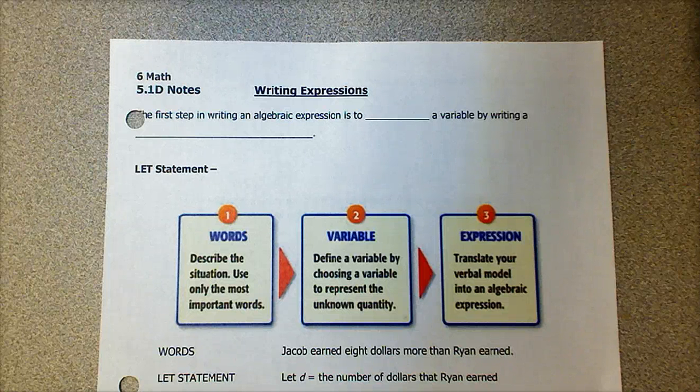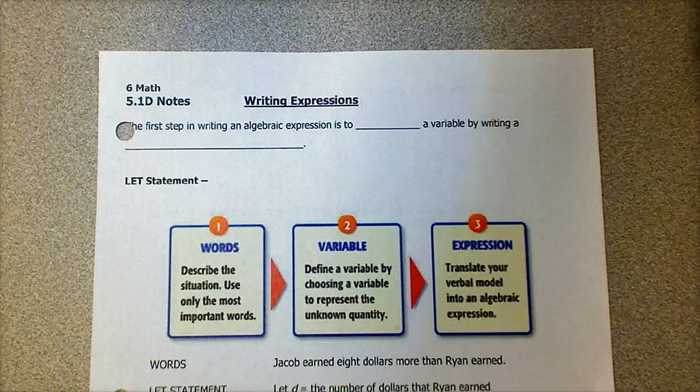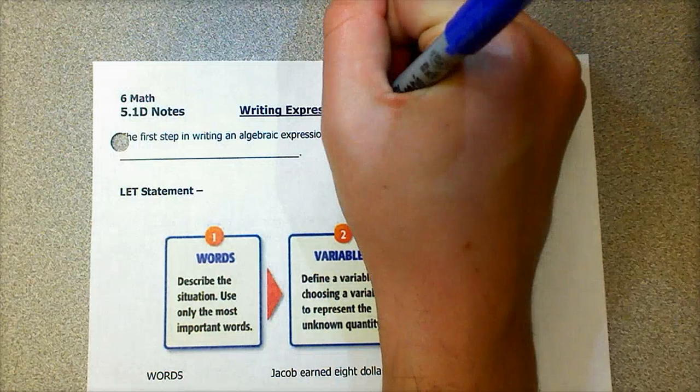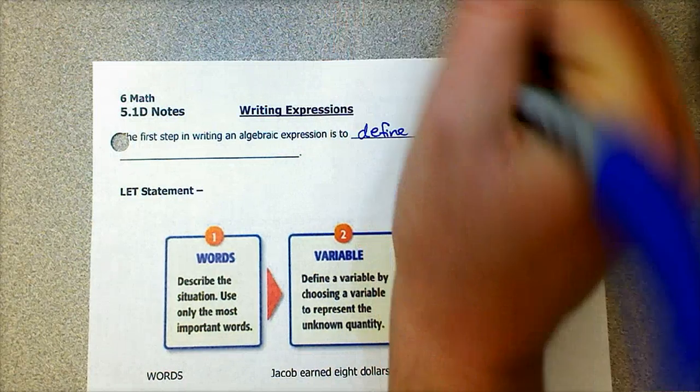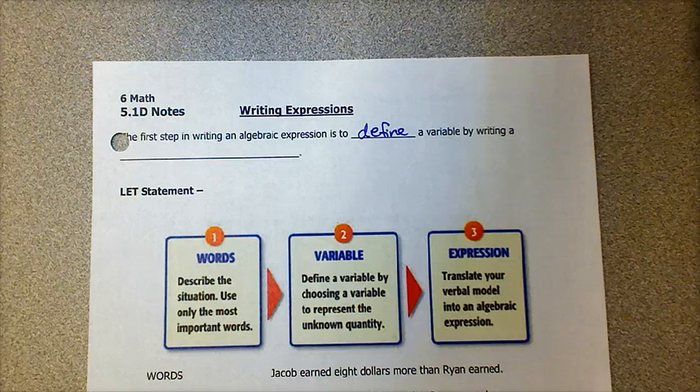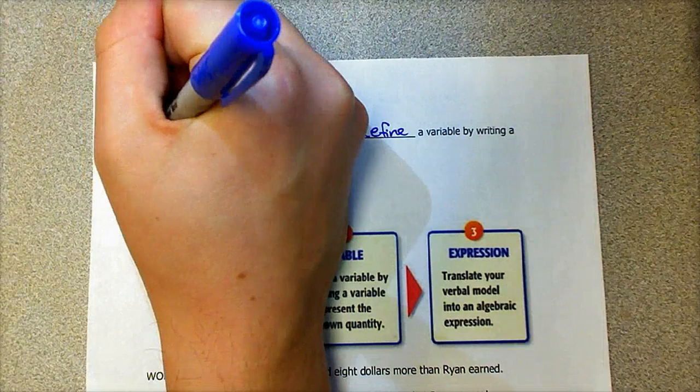Hey gang, in the last video that we did, we looked at how to evaluate algebraic expressions. In this video, we're going to talk about how to write algebraic expressions with variables to represent word problem situations. So the first step in writing an algebraic expression is to do what is called defining the variable, and we do that by writing what is called a let statement.